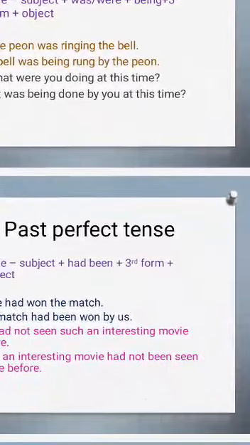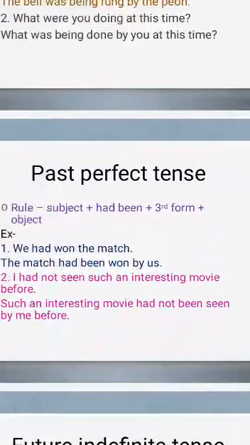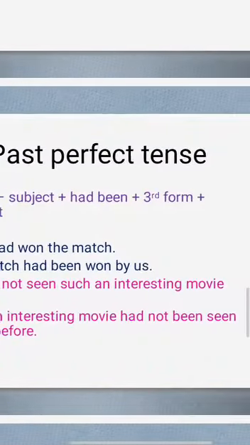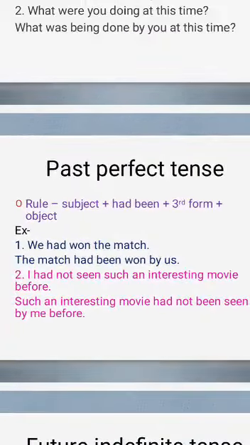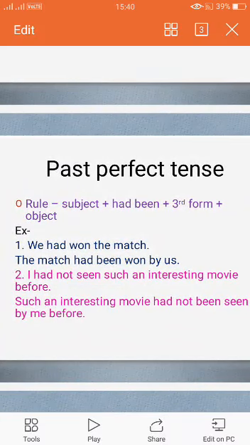Next tense is past perfect tense. In this tense, the rule is subject plus had been plus third form plus object. For example, we had won the match. We will change into passive. The match had been won by us.